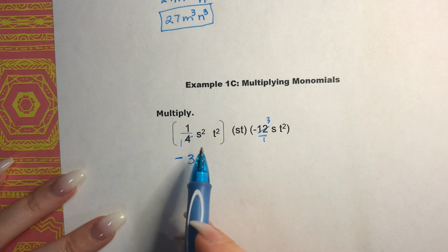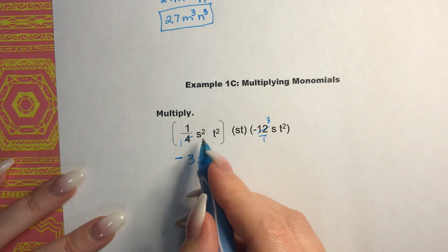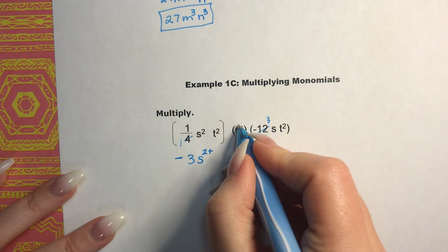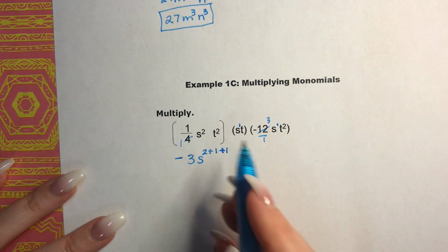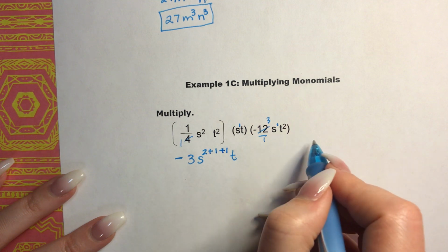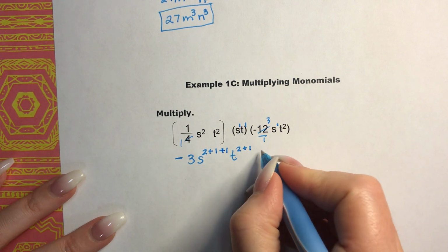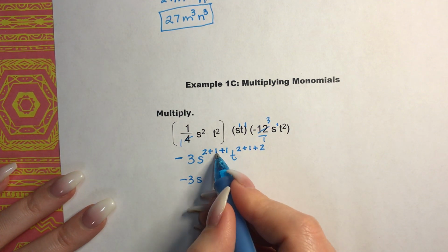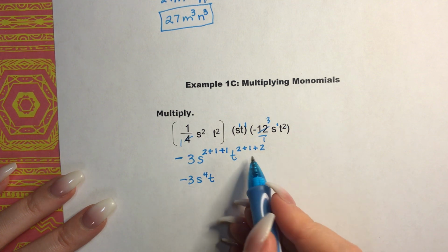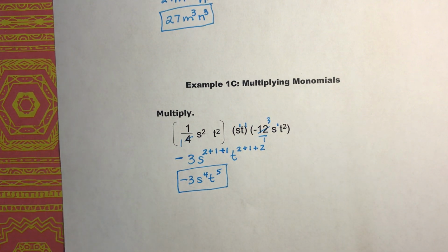And let's start with s's. So I have s squared times s times s. We're going to do the product rule, which means we write s one time and then we add the exponents. So we have 2 plus, this has an exponent of 1, and this has an exponent of 1. And then we go to the t's. These are all multiplied, so we're going to do product rule again. 2 plus 1 plus 2. And then we just simplify. Negative 3, s to the 2 plus 1 is 3 plus 1 is 4, and then t to the 2 plus 1 is 3 plus 2 is 5. So that is our answer. And that is that.